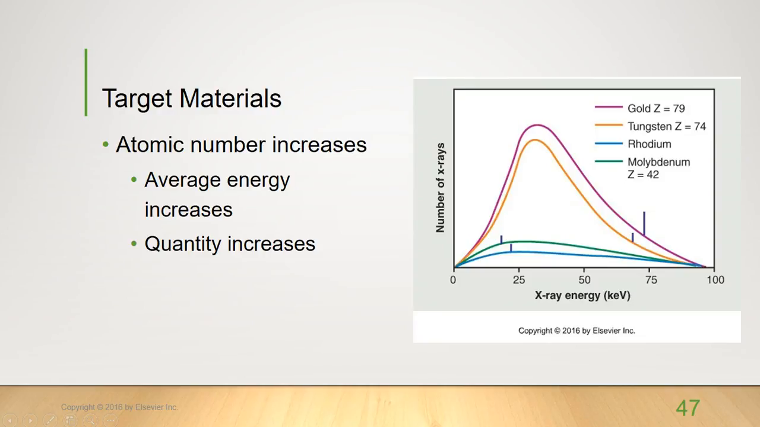Gold is never suitable because of its low melting point and high cost, but if you were to use gold, then it would change the characteristics also. So if you increase your atomic number, so 79, then your energy increases and your quantity increases. So here you go. These lower ones are way down here. Okay.